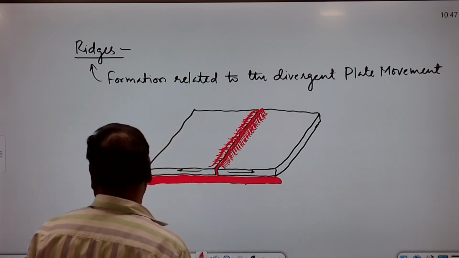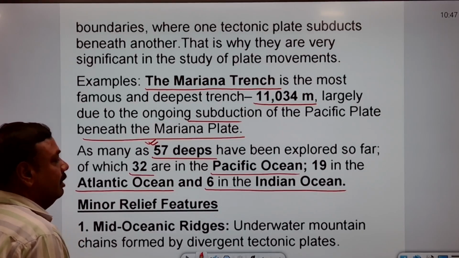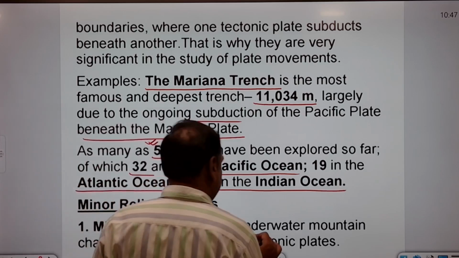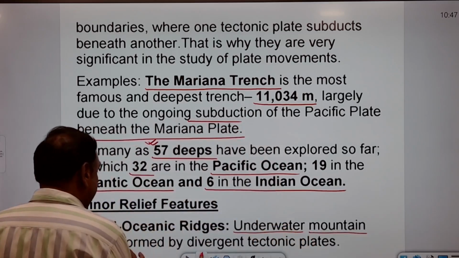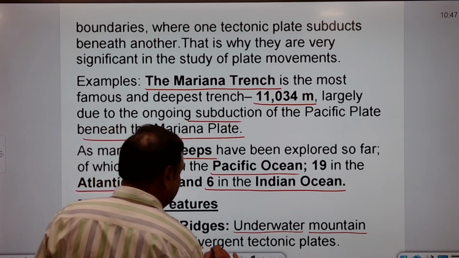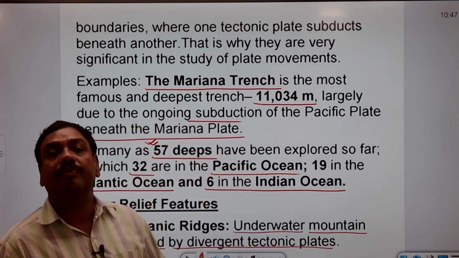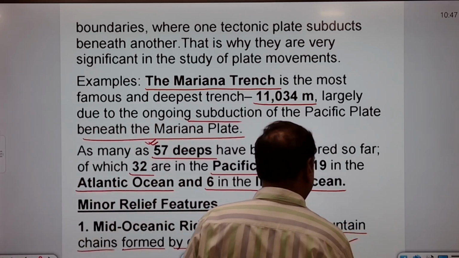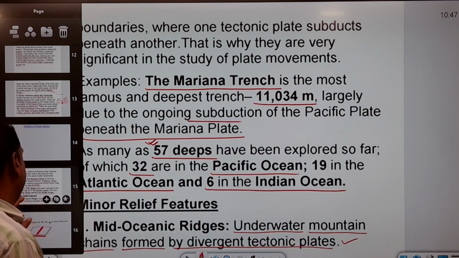Okay. So now I am taking the slide here, and with the slide we will see how mid-oceanic ridges are formed. Mid-oceanic ridges are defined as the underwater mountain chains, as I told you, formed by the divergent tectonic plates or divergent moving plates, right? So mid-oceanic ridges are such kind of things.